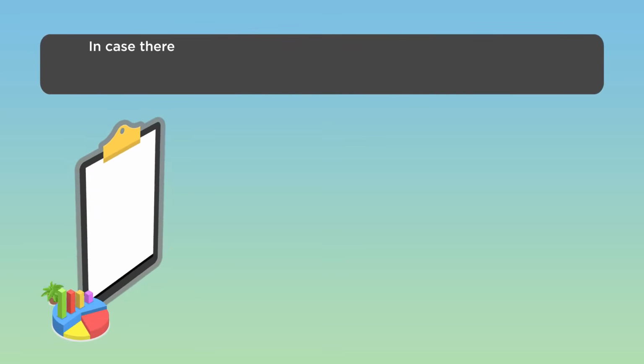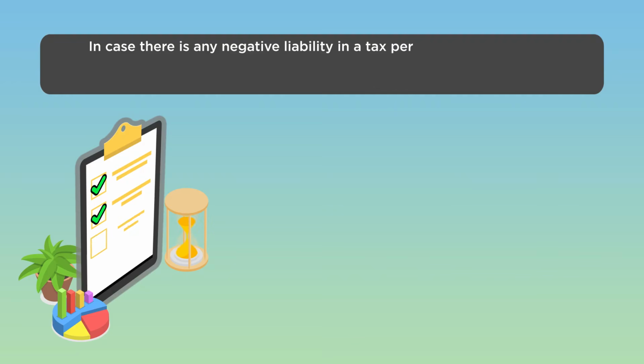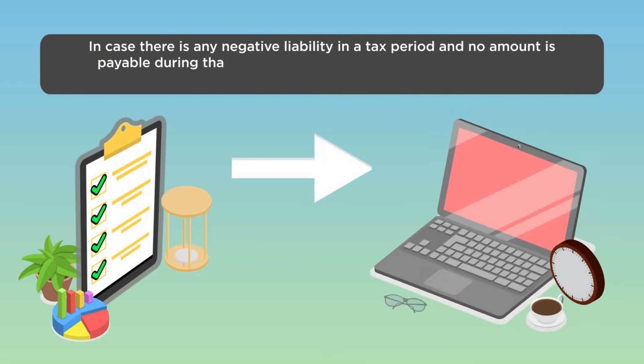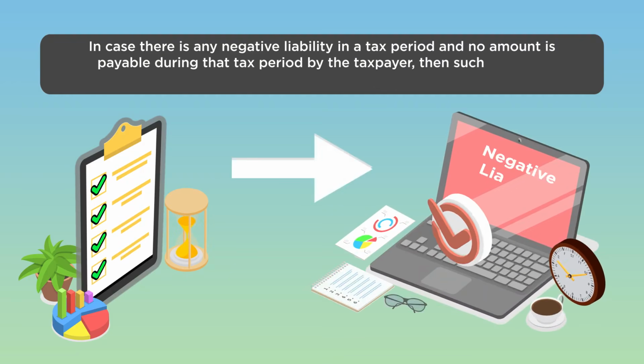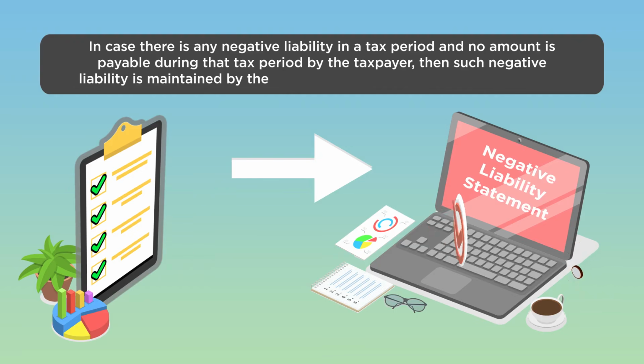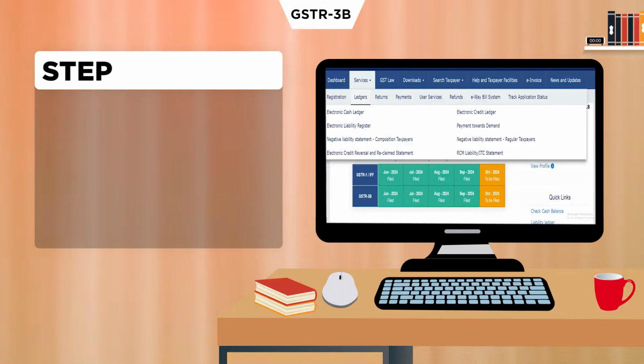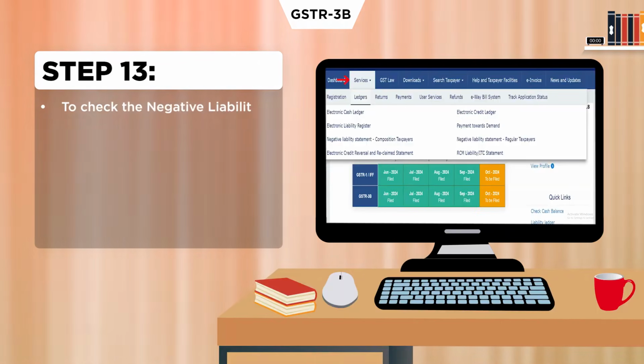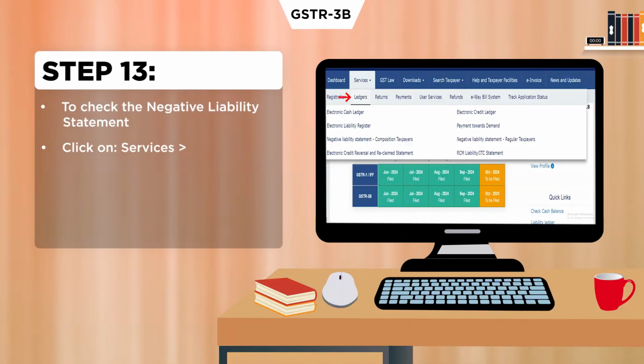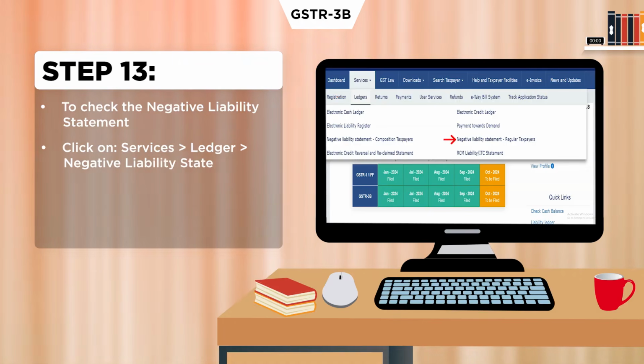In case there is any negative liability in a tax period and no amount is payable during that tax period by the taxpayer, then such negative liability is maintained by the GST portal in Negative Liability Statement. To check the Negative Liability Statement, click on Services, Ledgers and Negative Liability Statement.